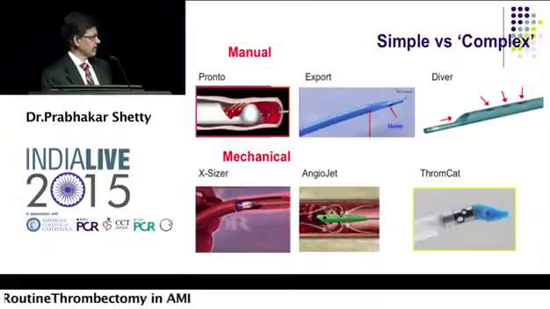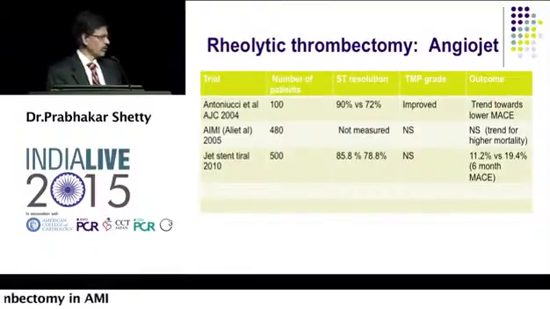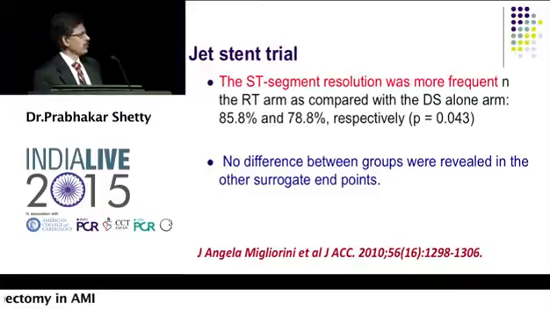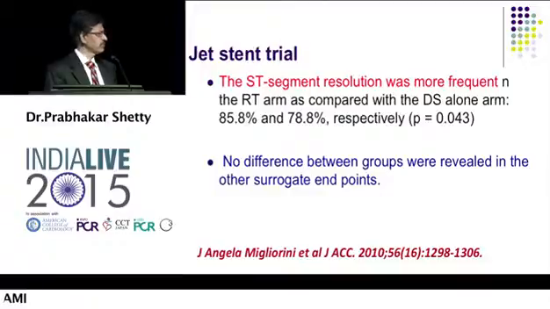The Export, the AngioJet and the X-Sizer, these are not very routinely used. The AngioJet trials have been mixed. The last trial, the JETSTENT trial, was slightly positive. This showed significant ST segment resolution with the AngioJet compared to the routine conventional angioplasty. However, there was no difference in the surrogate endpoints.